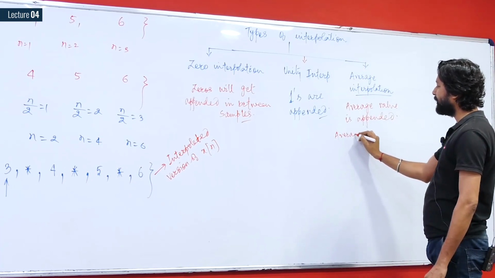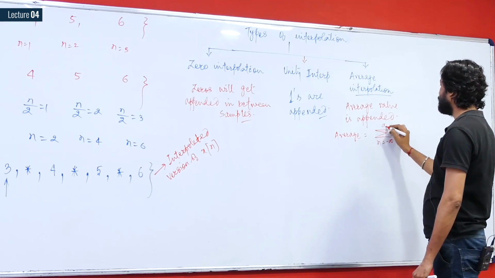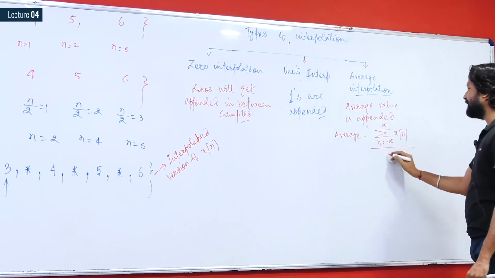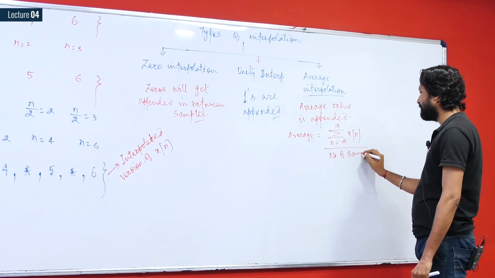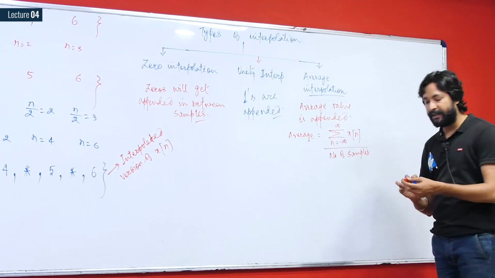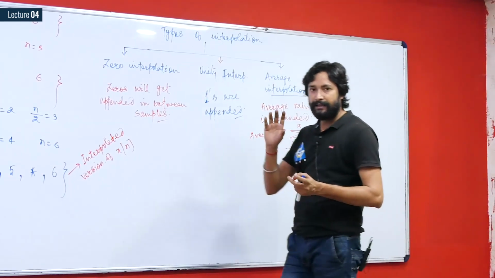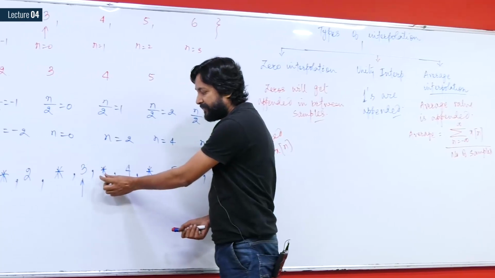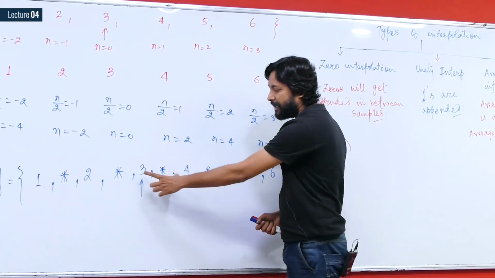And what is this average value? Average is equal to what? Area, that is summation from n equals minus infinity to infinity of x of n, divided by the number of samples in x of n. So, it will give you the average of signal x of n. Similarly, for a particular question, it may be asked that to append in between these two samples, you will have to take the average of two consecutive samples.